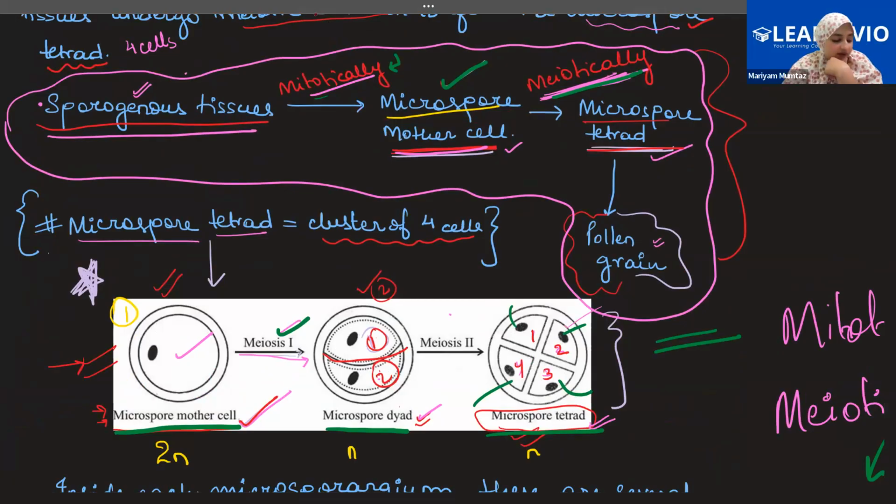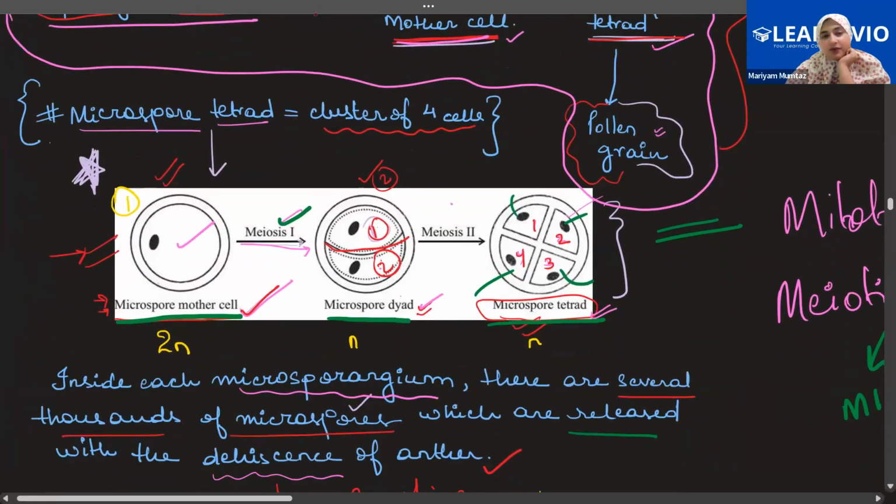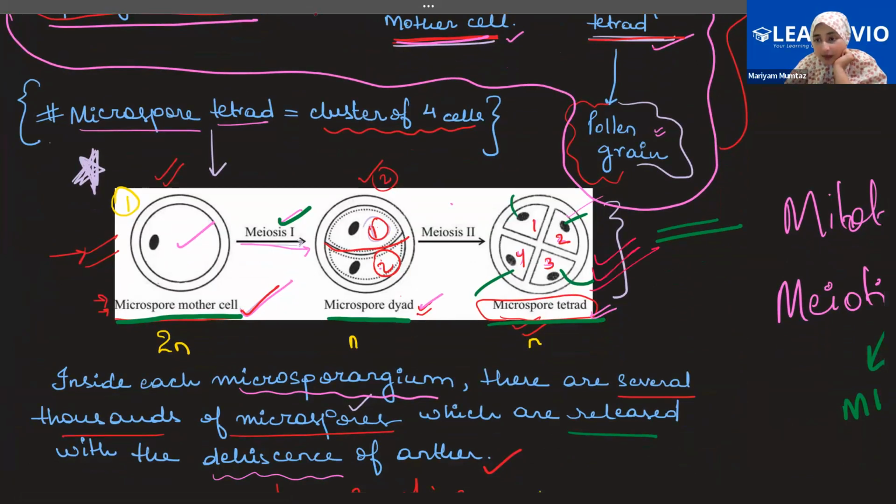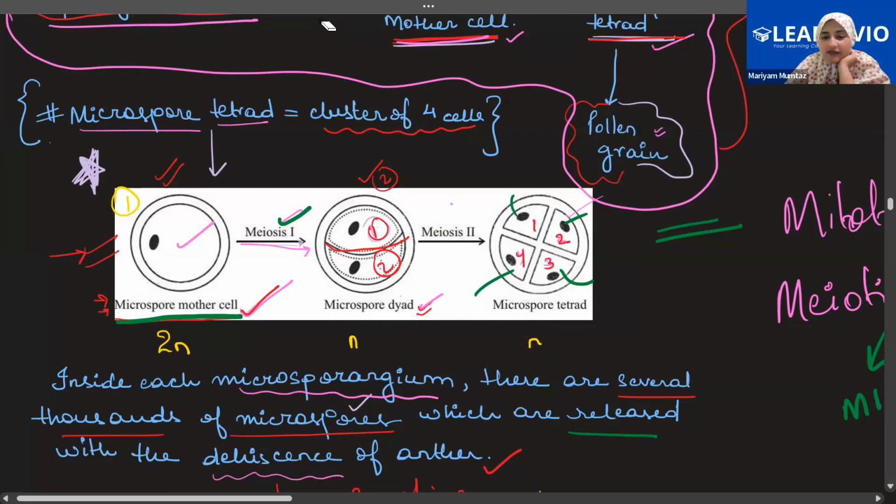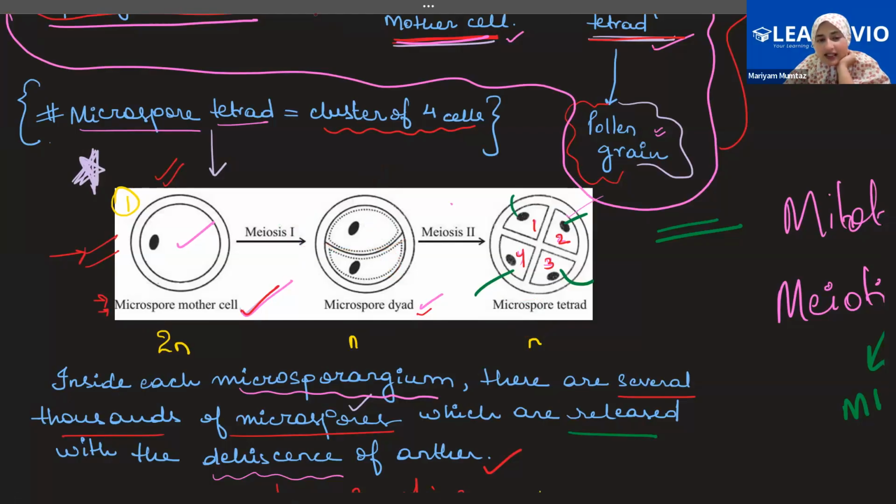But before this, you have to see here that the microspore tetrad is like a cluster of 4 cells. This one. But before directly forming the 4 cell stage, there is the formation of the 2 cell stage and the 1 cell stage. So from the 1 cell stage, the microspore mother cell develops into a microspore dyad, which will have 2 cells. And then into a tetrad, so 1, 2 and 4. Then 4 cells will be formed.